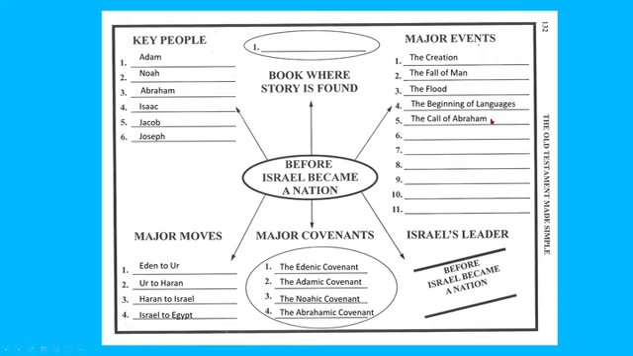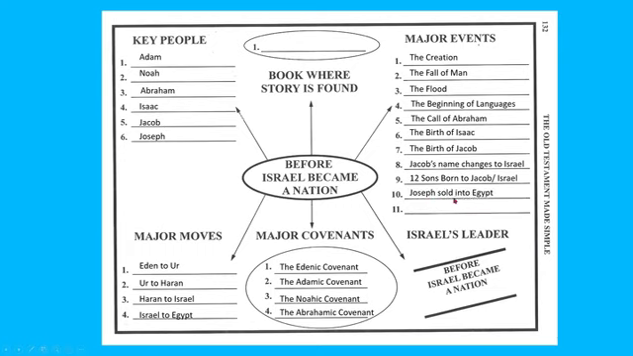Then we have the call of Abraham in the city of Ur. Then we have the birth of his son Isaac and the birth of Isaac's son Jacob. Then we have Jacob's children. Jacob's name changes to Israel, he becomes Israel instead of Jacob. And then he has 12 sons. Those 12 sons are later going to become a nation.